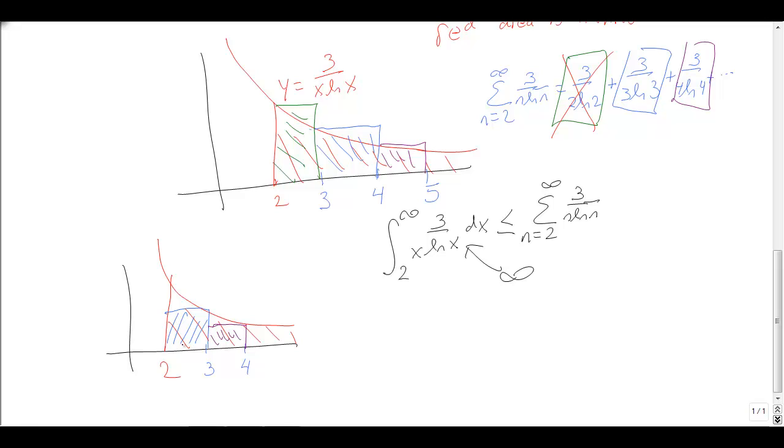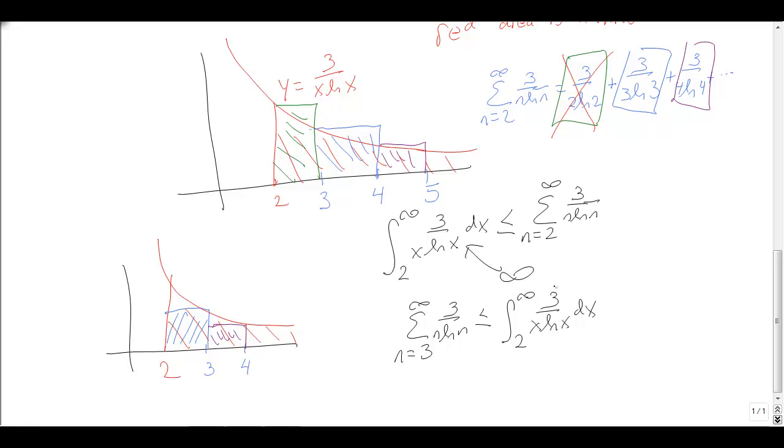If you think about that, what we're showing here is, well, not this, bounded above. We're starting at 3, so let's do it here: n equals 3 to infinity, 3 over n log n. This is bounded above by this integral here, 2 to infinity, 3 over x log x dx.